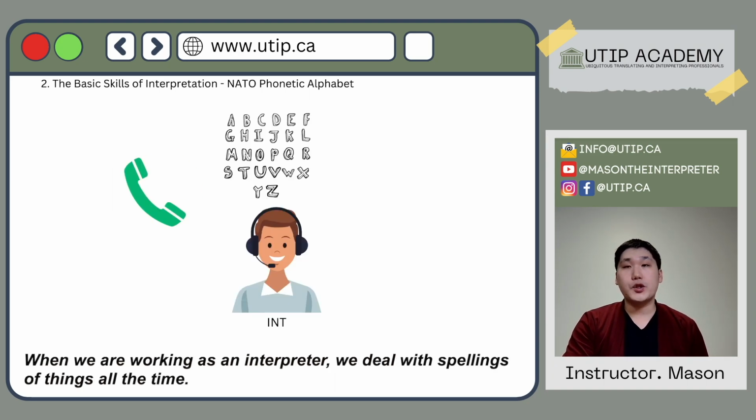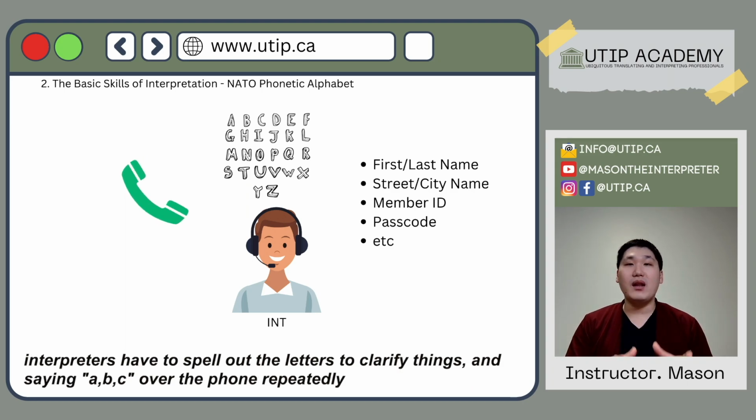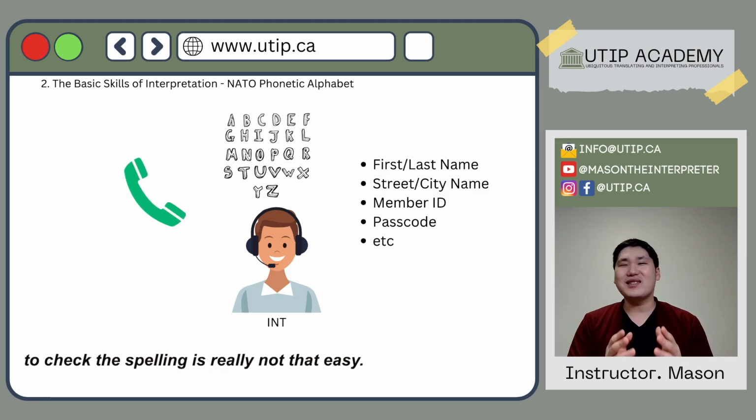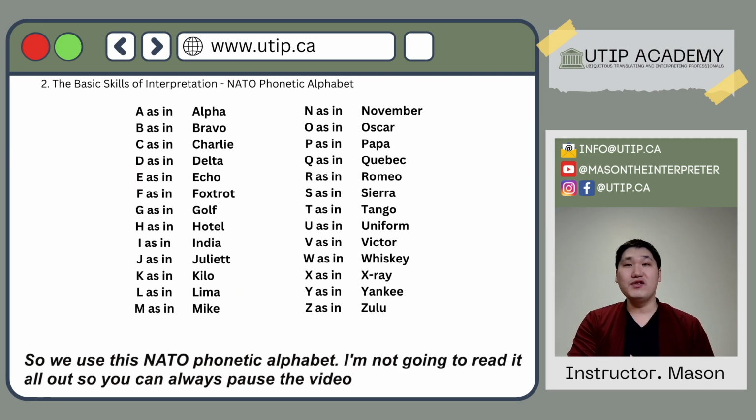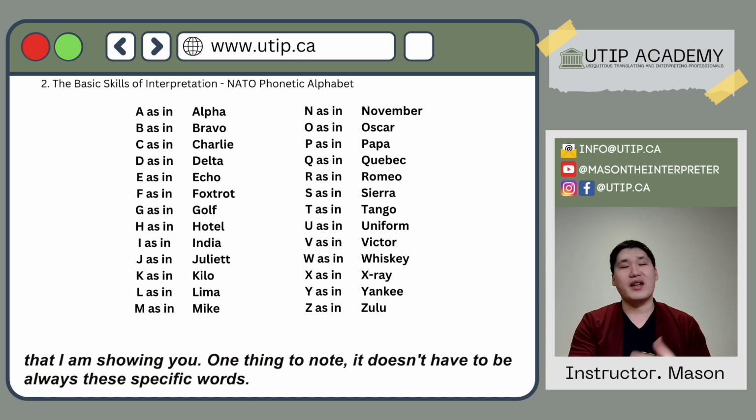When we are working as an interpreter, we deal with spellings of things all the time, such as people's names, the street or city, some member IDs with letters or passcodes. There are definitely times when interpreters have to spell out the letters to clarify things, and saying A, B, C over the phone repeatedly to check the spelling is really not that easy. So we use this NATO phonetic alphabet. I am not going to read it all out, so you can always pause the video to have a look if you need, or just look it up. Google NATO phonetic alphabet and you will find the exact same thing that I'm showing you.